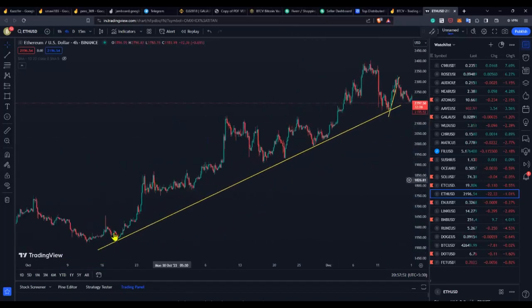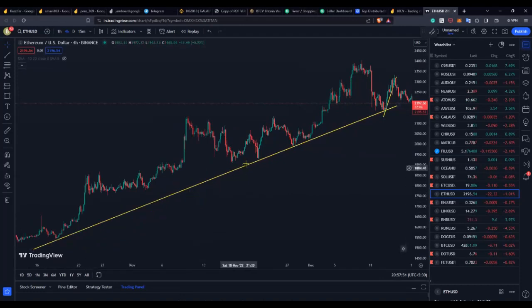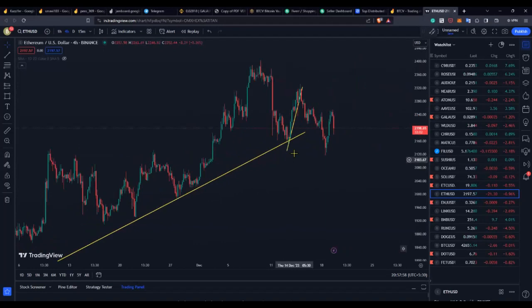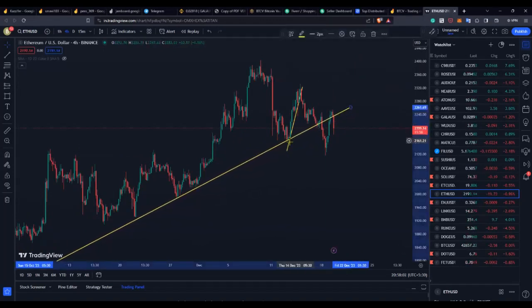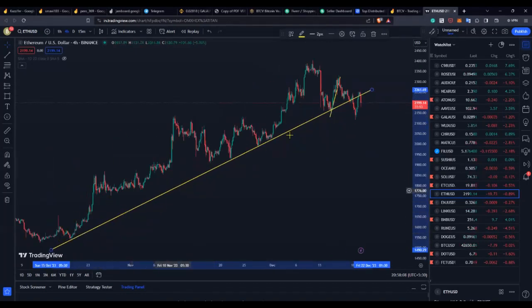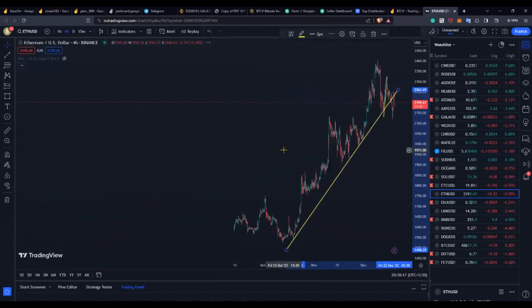How I drew it here: point A, point B, point C, and then point P. Now you can clearly see the trend line is broken, and almost that trend line is now acting as a resistance trend line. So this was a support trend line till now, and now it is acting as resistance. So there is a chance that the market, or Ethereum, might go down. And this trend line will act as it.